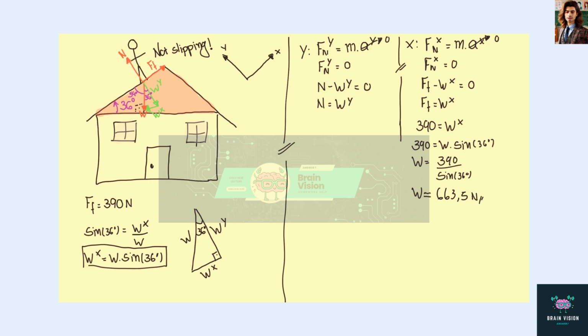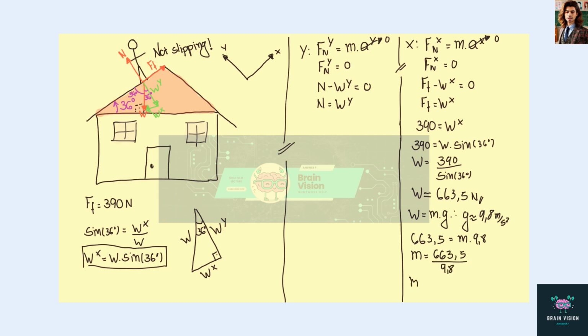Then, finally, this gives us a weight force of approximately 663.5 newtons. Then, to find the mass of the worker, we have to remember that the weight force is given by the mass of the object times the acceleration of gravity. The acceleration of gravity near the surface of the Earth is approximately 9.8 meters per second squared. Then, 663.5 newtons, which is the magnitude of the weight force, is equal to the mass of the worker times 9.8. Then, the mass of the worker is equal to 663.5 divided by 9.8, which is approximately 68 kilograms.